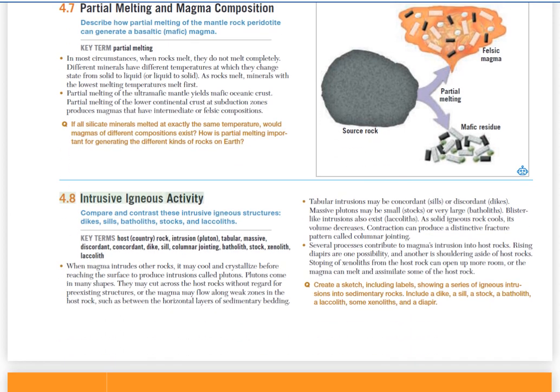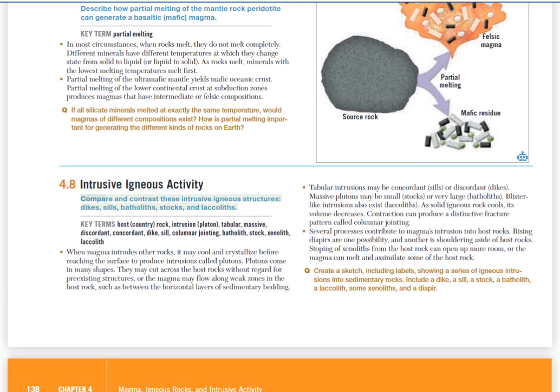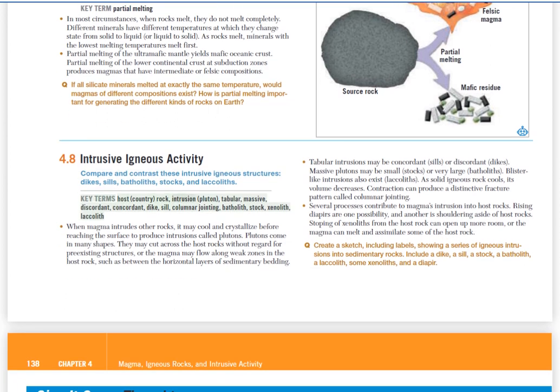4.8 Intrusive igneous activity. Compare and contrast these intrusive igneous structures: dikes, sills, batholiths, stocks, and laccoliths. Key terms: host rock, intrusion, tabular, massive, discordant, concordant, dike, sill, columnar jointing, batholith, stock, xenolith, laccolith.